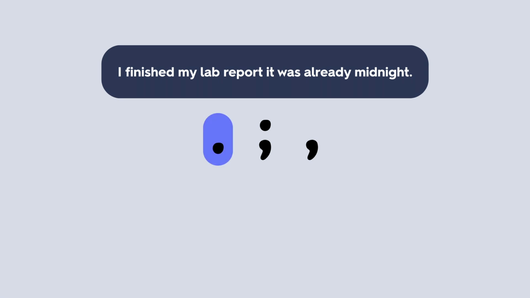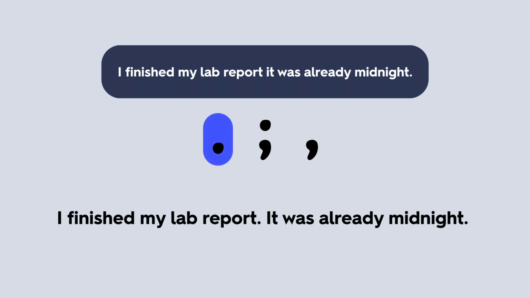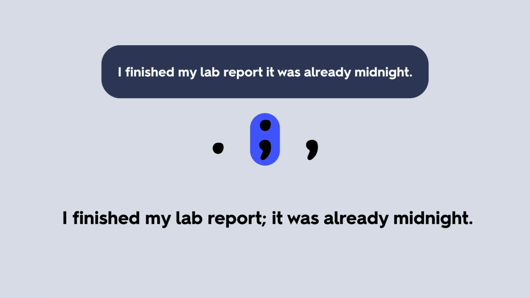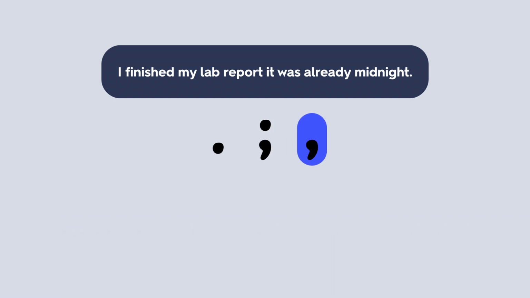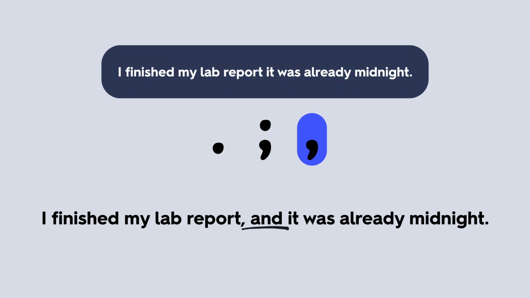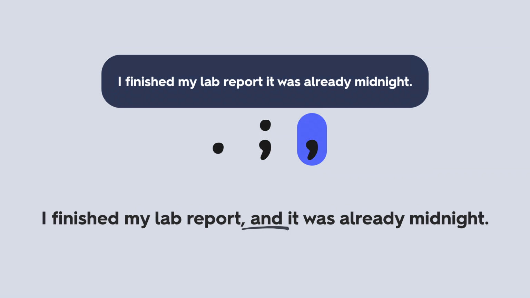Fix 1, period. "I finished my lab report. It was already midnight." Fix 2, semicolon. "I finished my lab report; it was already midnight." Fix 3, comma plus conjunction. "I finished my lab report, and it was already midnight."